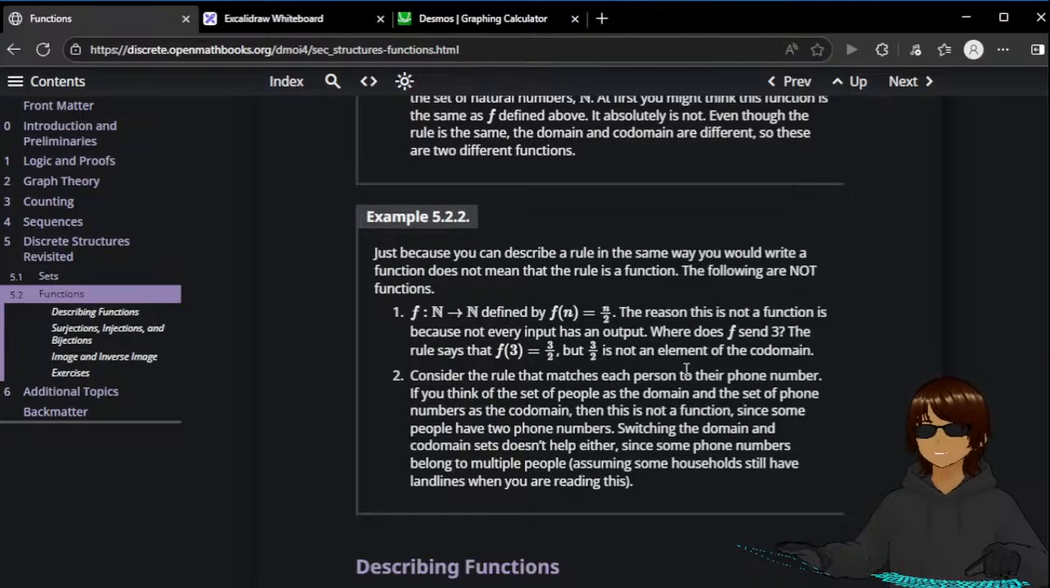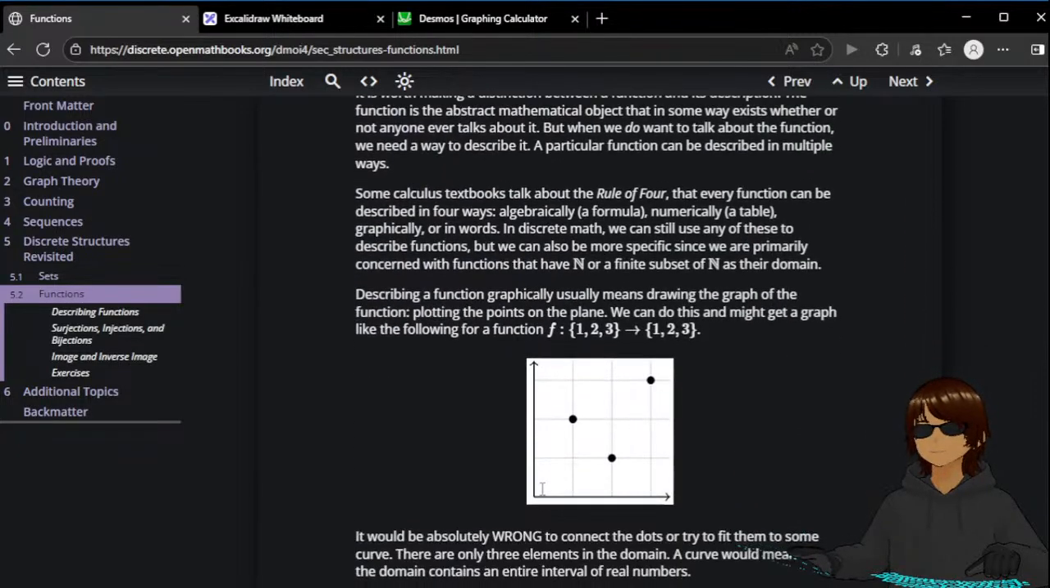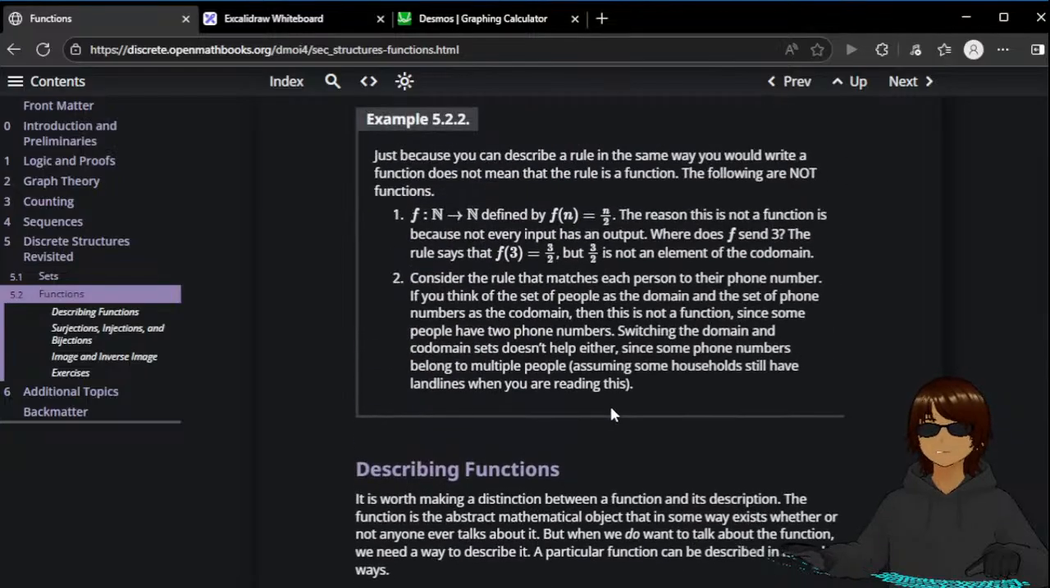Consider the rule that matches each person to their phone number. If you think of the set of people as the domain and the set of phone numbers as the codomain, this is not a function, since some people have two phone numbers. Switching the domain and codomain sets doesn't help either, since some phone numbers belong to multiple people. Really? How? One phone number for two people?